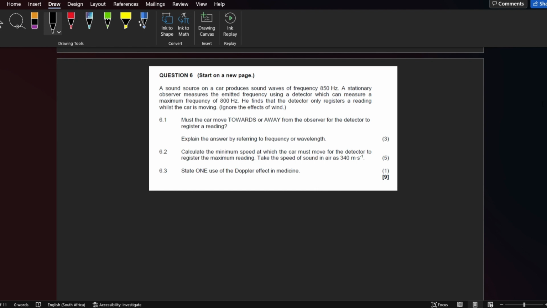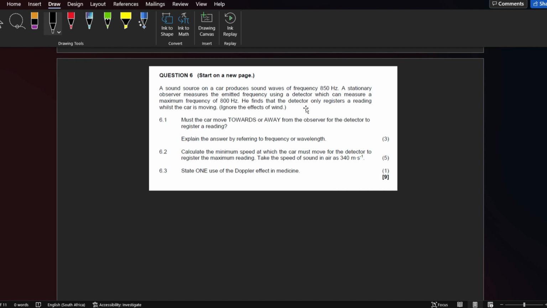So starting off and reading the question tells us a sound source on a car produces sound waves of frequency 850 Hertz. A stationary observer, that's quite an important point, tells us that the observer has a velocity of 0, measures the emitted frequency using a detector which can measure a maximum frequency of 800 Hertz. So we see that the frequency measured by the detector which the observer holds is less than the frequency actually emitted by the car.